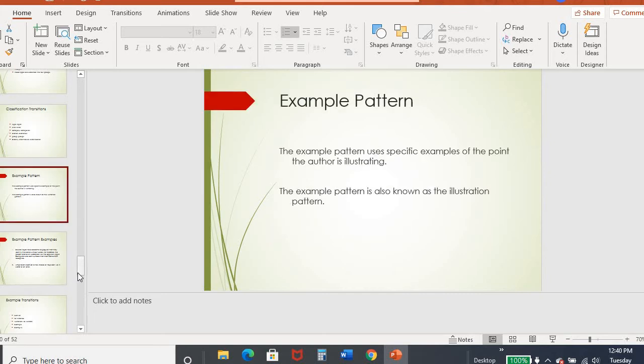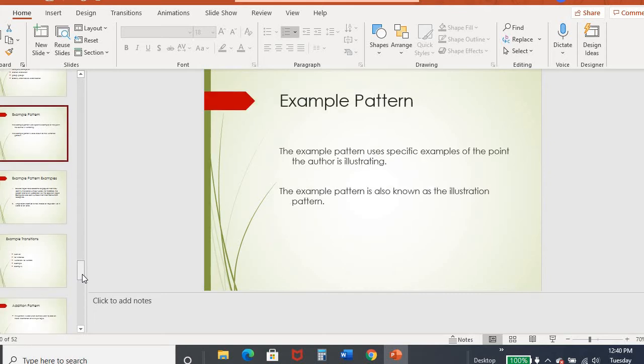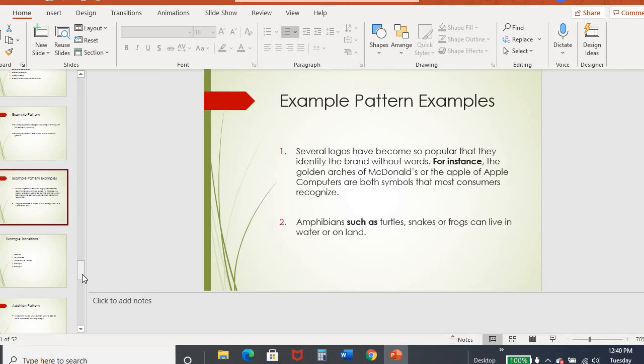All right. Almost there. Example pattern is just what it sounds like, to show you an example of something, an illustration. So that's a synonym for an illustration to kind of give you an idea of what the author is talking about. So if I said several logos have become so popular that they identified the brand without words, for instance, the Golden Arches of McDonald's or the Apple of Apple computers. Amphibians such as turtles, snakes, or frogs can live in water or on land. So those are ways to let you know that if you didn't know what an amphibian was, here are some examples.